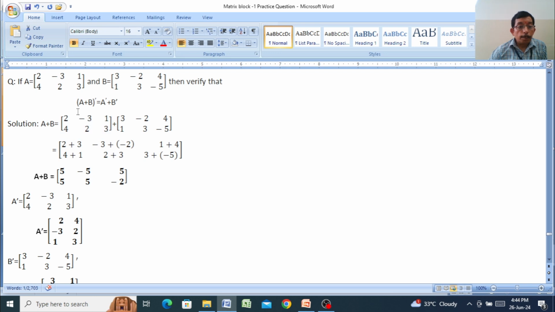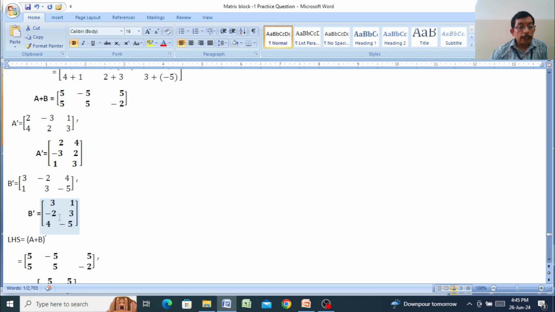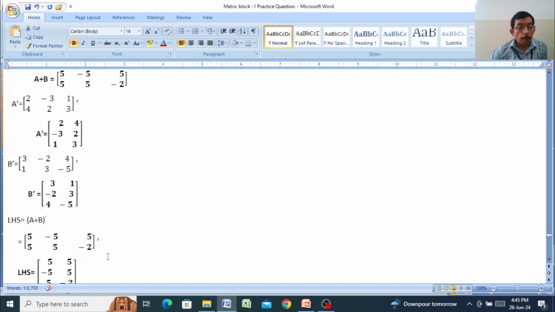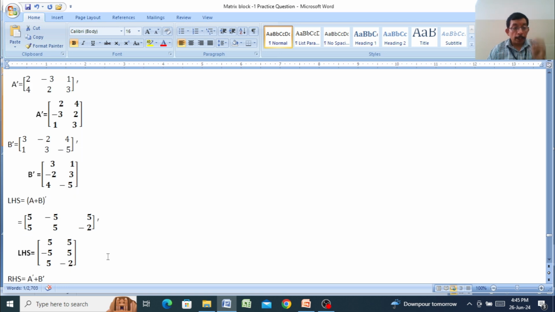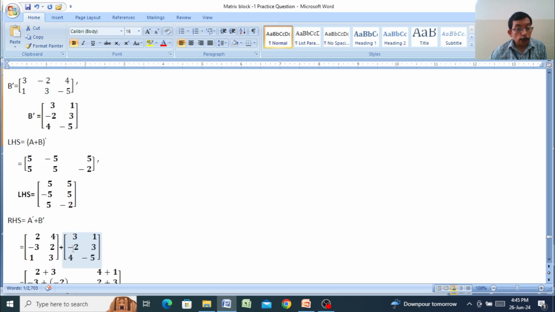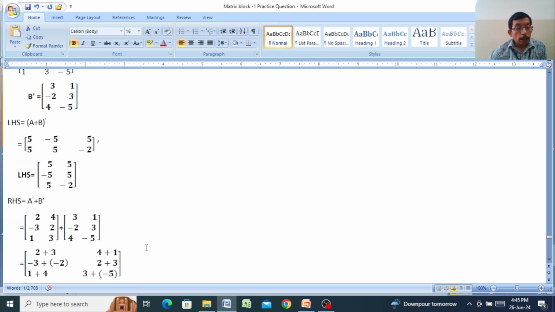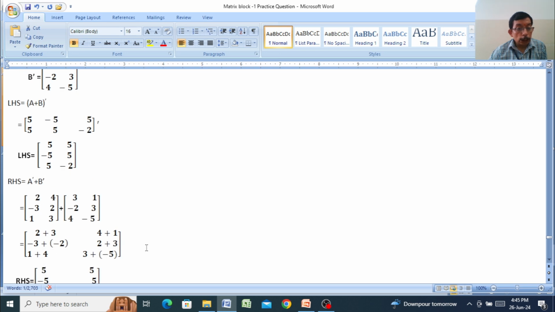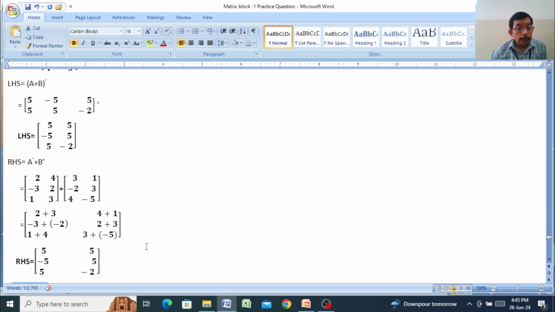First we add A plus B, and after that we find the transpose of A and transpose of B. After that we take the left hand side and the right hand side. In the left hand side, the transpose of A plus B, put the value of A plus B and take the transpose. Then the row and column interchange. Then we find the left hand side. After that we find the right hand side: transpose of A plus transpose of B. Note down the values of transpose of A and transpose of B, then the addition of the two matrices A transpose and B transpose. After that we find the value of the RHS addition.